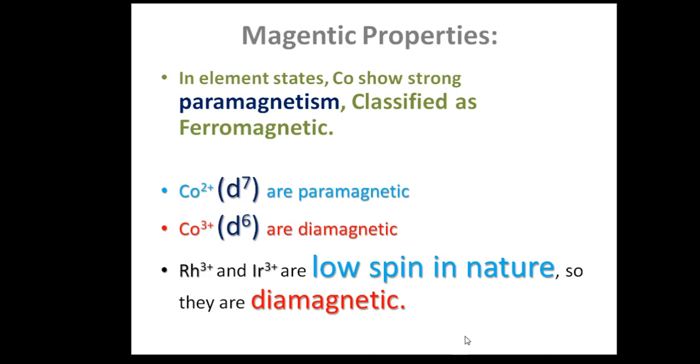Similarly, there are exceptions in the second transition series: molybdenum, technetium, ruthenium, rhodium, palladium and silver all show exceptional electronic configurations. In molybdenum we see 4d5 5s1, in technetium 4d6 5s1, in ruthenium 4d7 5s1, in rhodium 4d8 5s1, in palladium 4d10 5s0, in silver 4d10 5s1. So there are some exceptions in the second transition series as well.